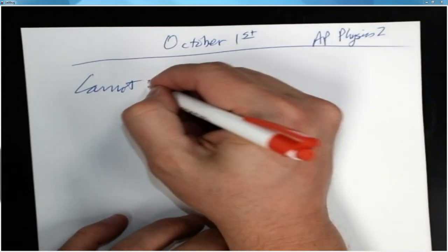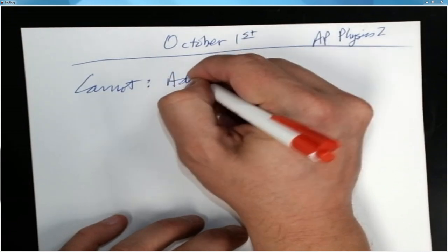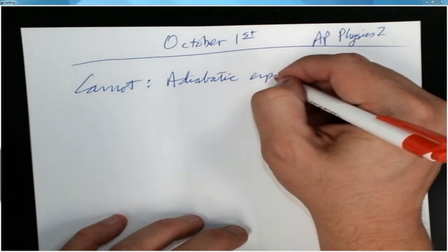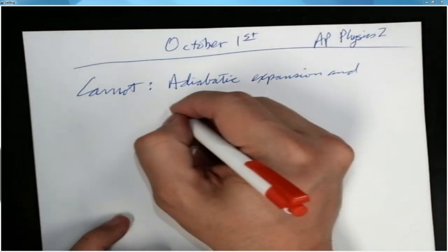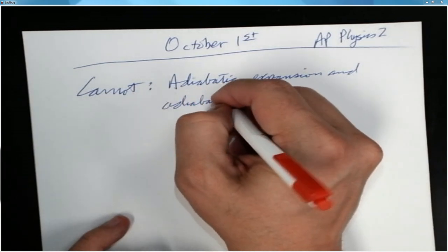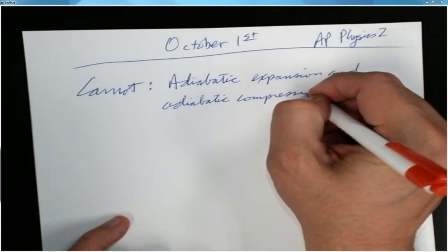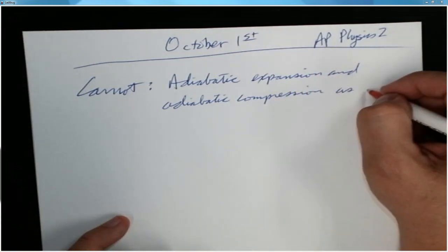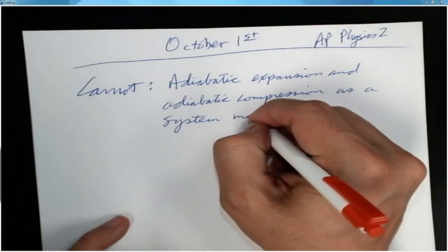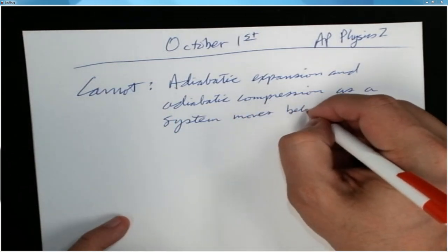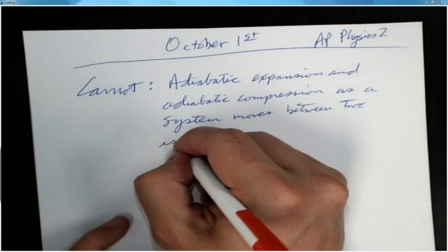So remember, that involves adiabatic expansion and adiabatic compression as the system moves between two isotherms.